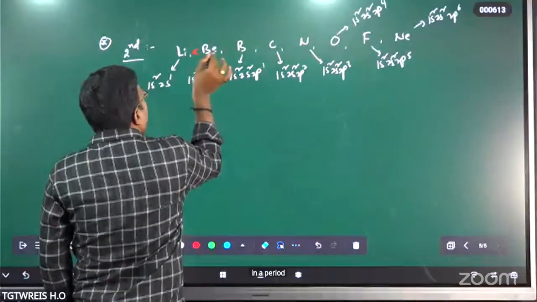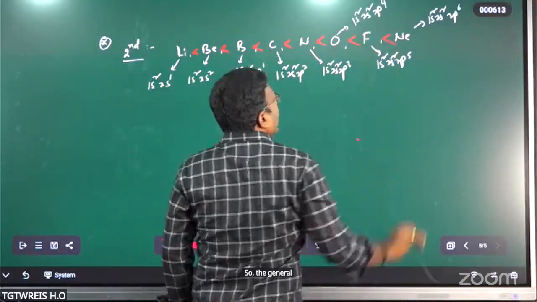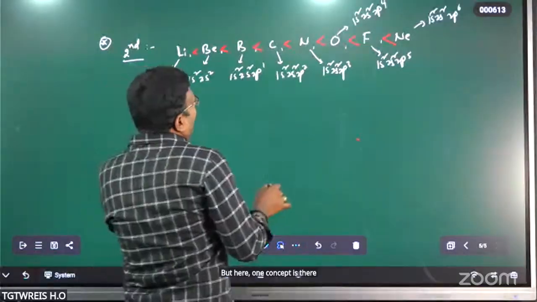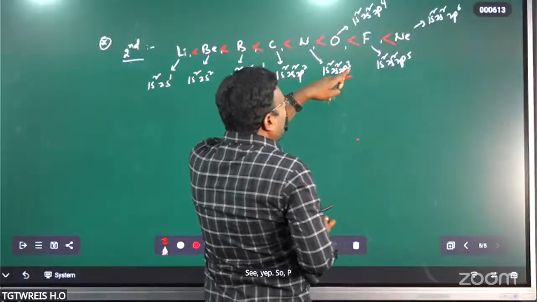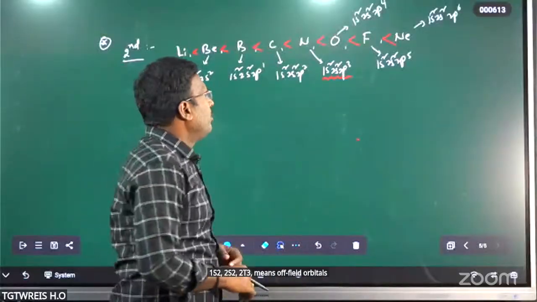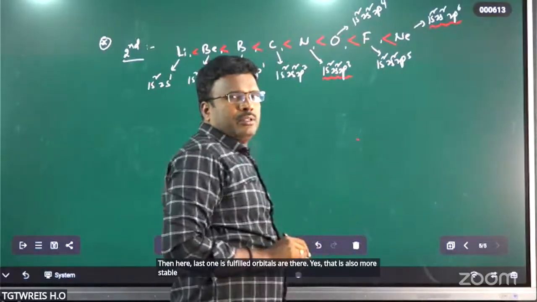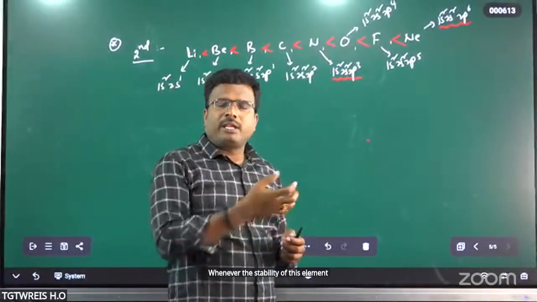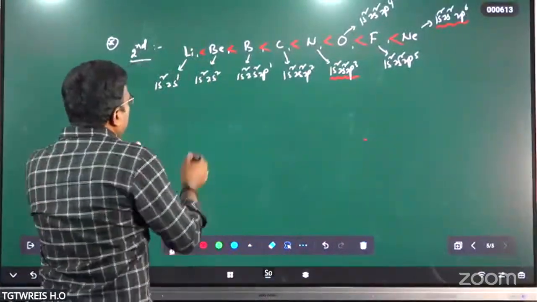What you will understand here in general, in a period, from left to right, ionization energy increases, right? This is the general phenomenon. But here, one concept is there: half-filled and full-filled orbitals are more stable than unfilled orbitals. See here, p orbitals are half-filled, 1s2, 2s2, 2p3, so they are more stable. Then the last one has full-filled orbitals, which is also more stable. So with the stability of this element, there cannot be easy removal of an electron from the outermost shell of the gaseous atom. This is the general phenomenon.